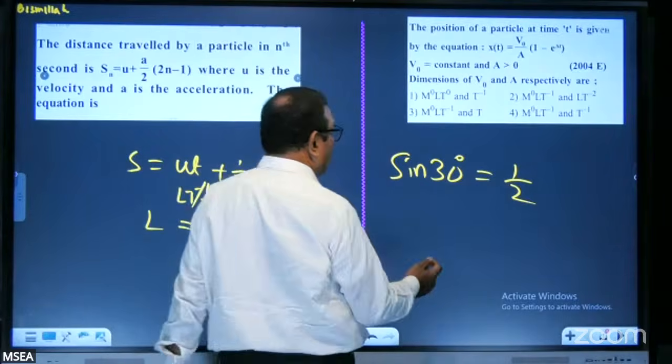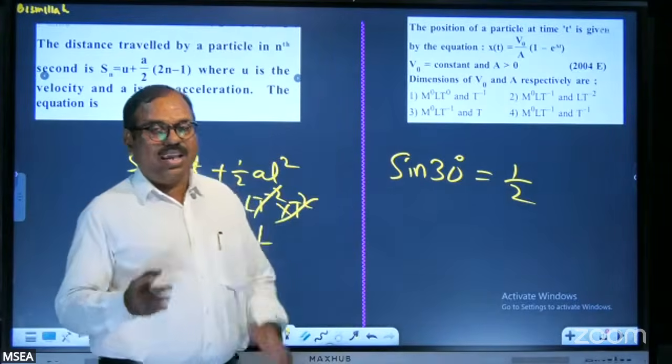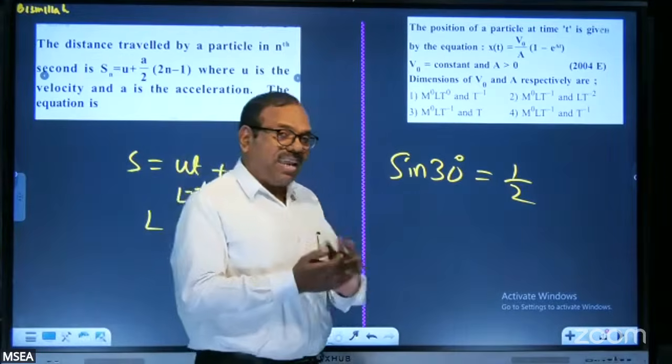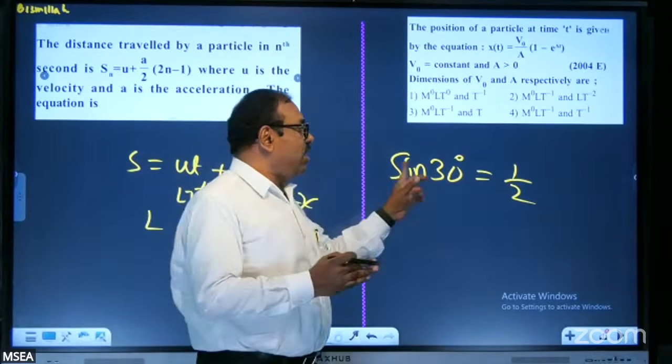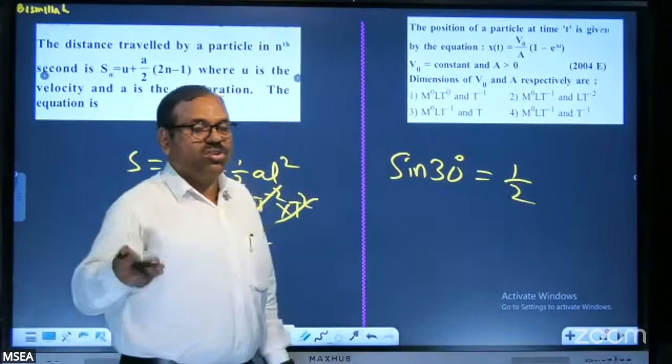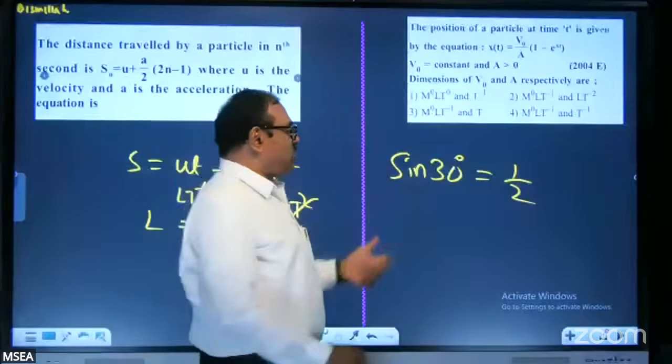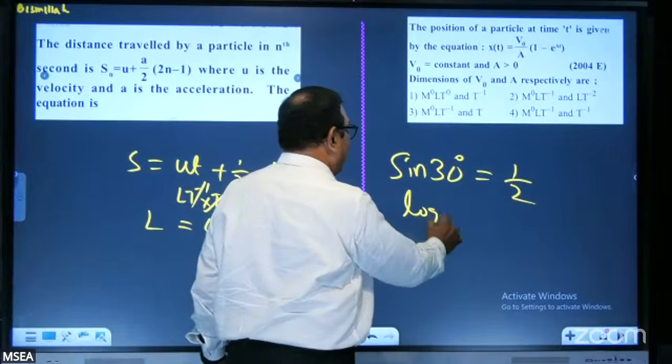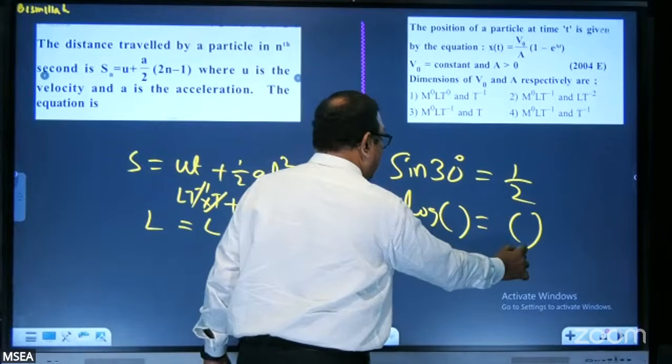Now, even logarithm also, log 1, log 2, log 3. So what do logarithms mean? They are related to numbers. Okay, log 2, log 3, log 4. Even the values you get are numbers. That's why log of something is a number. This is a number, dimensionless.